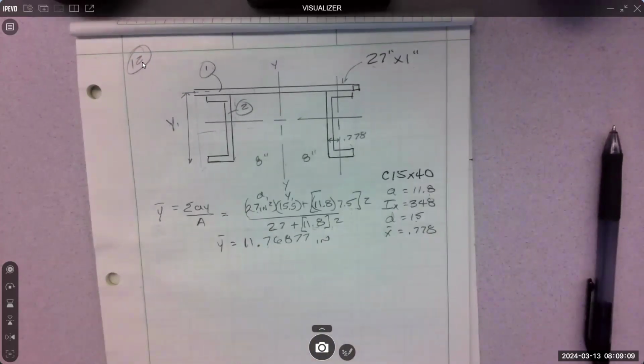If there was a hole in something, hint, hint, you subtract it. You might happen to see that in some future test or exam.